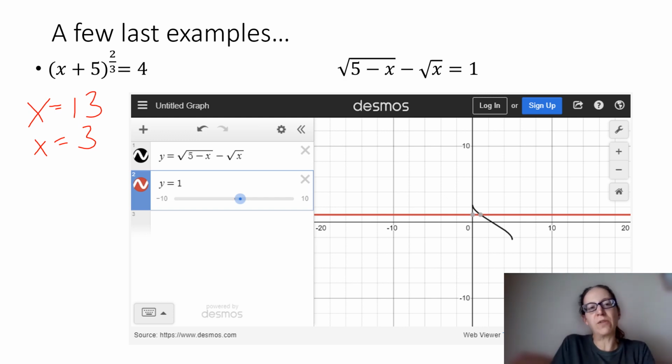And if I plug those in and I do x is equal to 13, so 13 plus 5 is 18, 18 to the 2/3 should be 4. Now I want to go test that out. So 18, where's my exponent? To the 2/3.